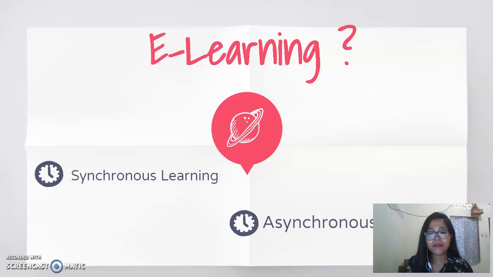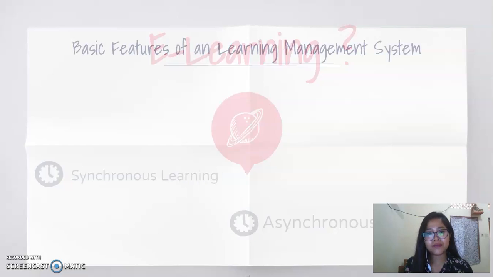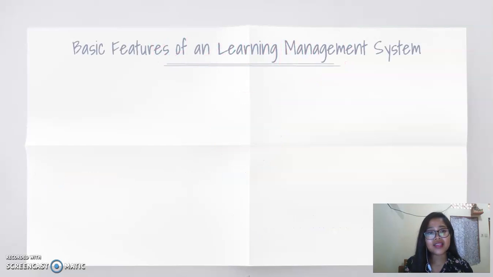For example, in using Schoology, students can go online individually at different times depending on the due date that's set by the teachers. And then next is the basic features of a learning management system. There are 8 basic features of a learning management system.